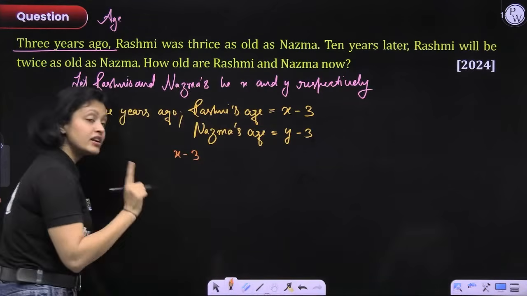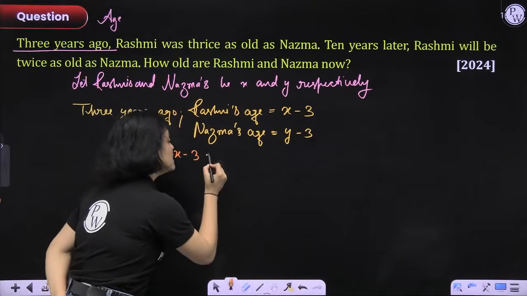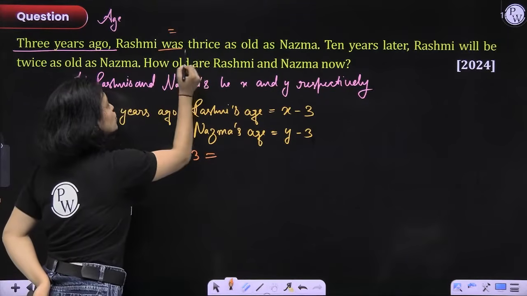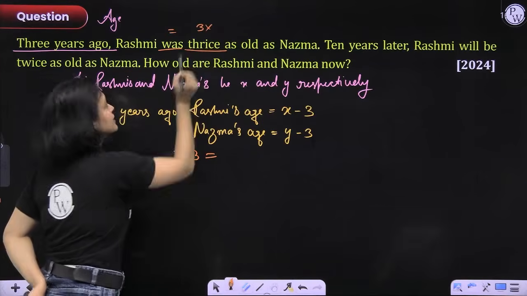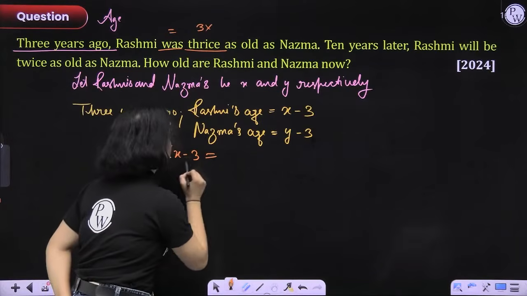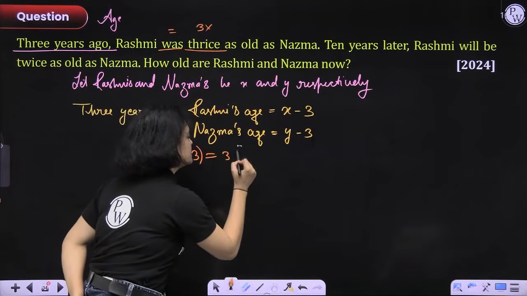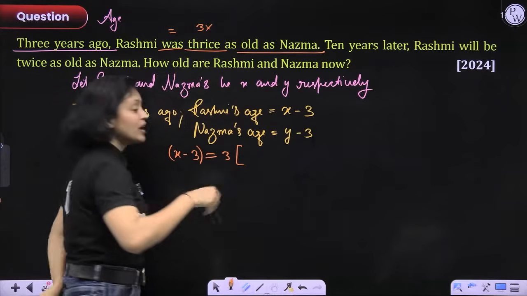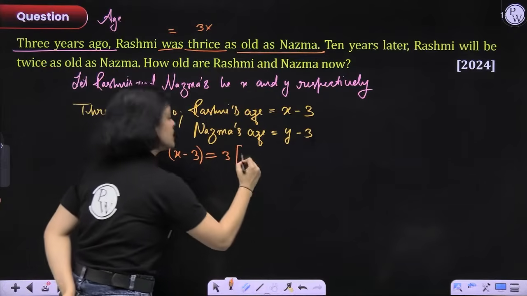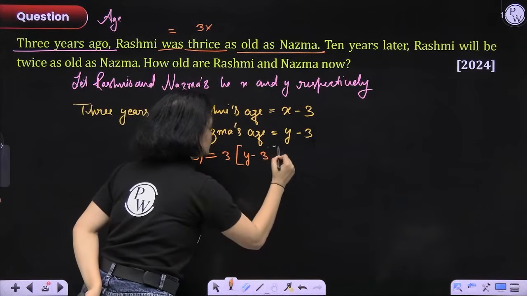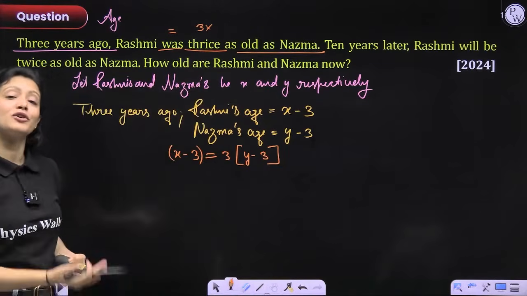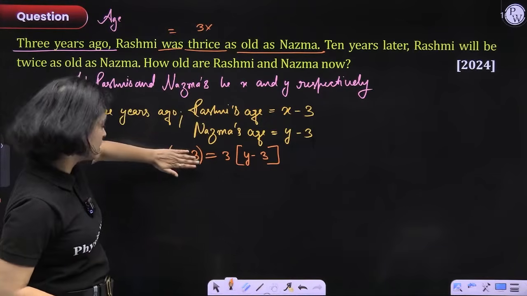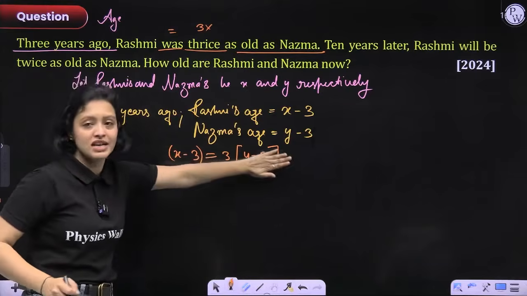So whatever Rashmi's age was, it was equal to thrice, 3 times, as old as Nazma. So 3 times Nazma's age. So what was Nazma's age? y minus 3. So remember, since we are talking about 3 years back, we are taking the ages x minus 3 and y minus 3 respectively. So Rashmi's age is equal to 3 into Nazma's age.